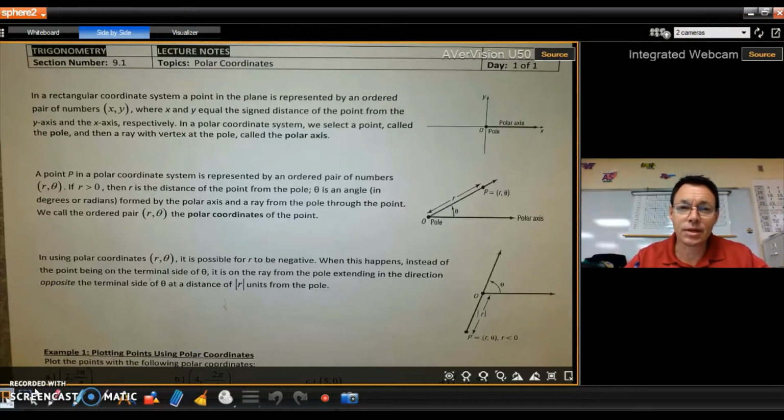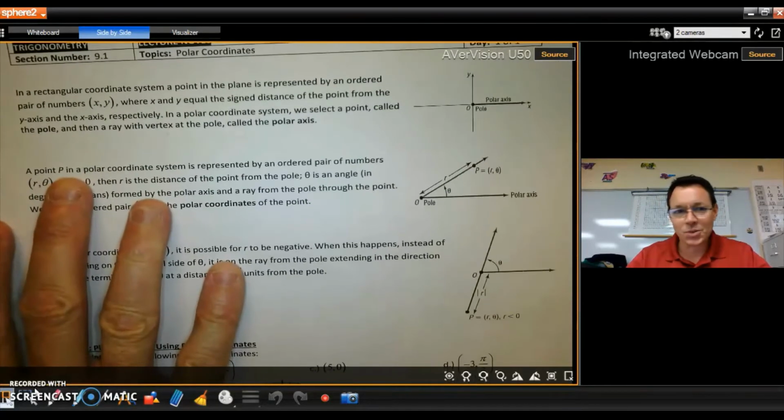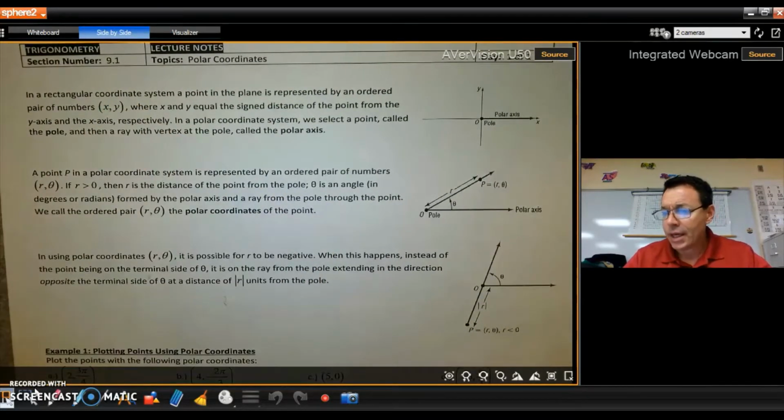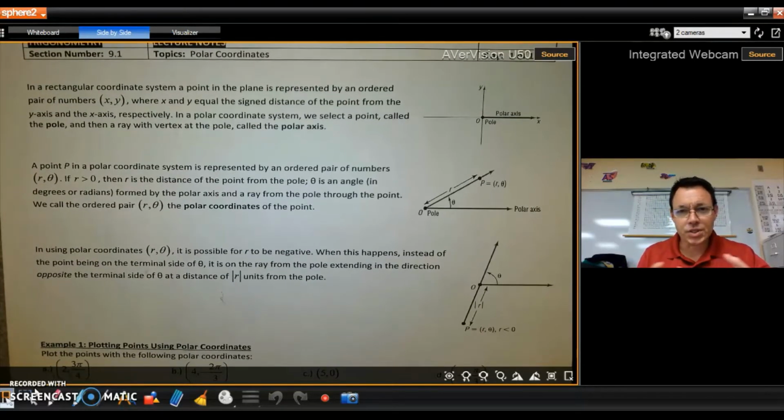Today we're going to talk about another way to find the point, and I apologize, but here at the beginning I'm just going to have to read the notes and better explain what's going on. I don't like to read to you guys, but that's what's going to happen. So in a rectangular coordinate system, a point in the plane is represented by ordered pairs. You have x, y coordinates, where x and y are a certain distance from the origin. You start at the origin, and you go a certain x and a certain y.